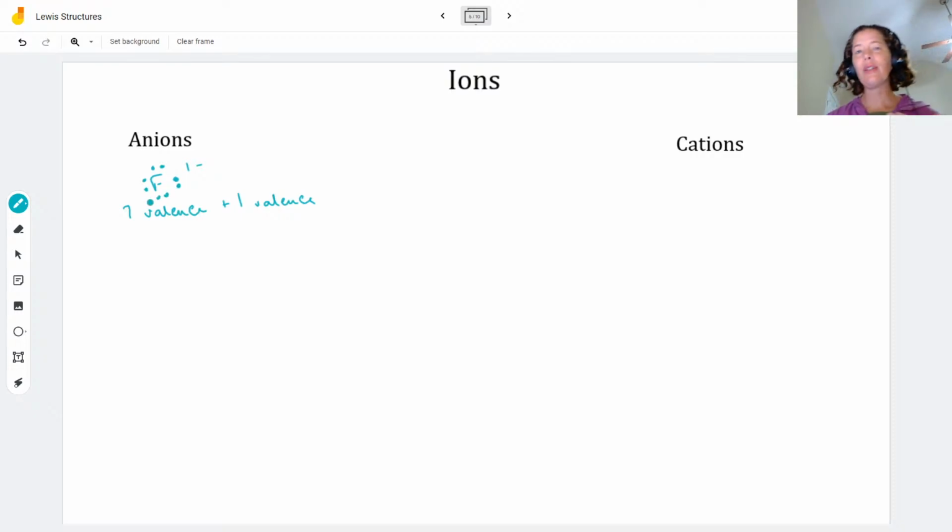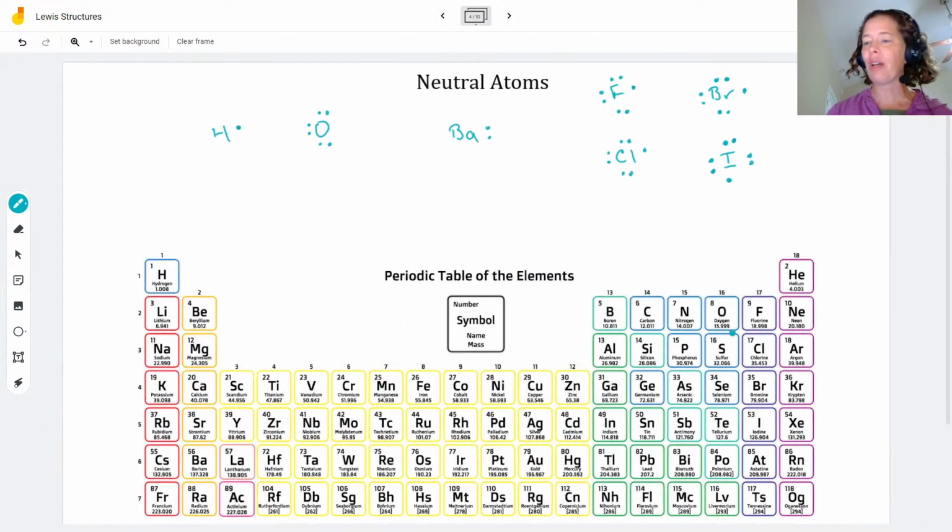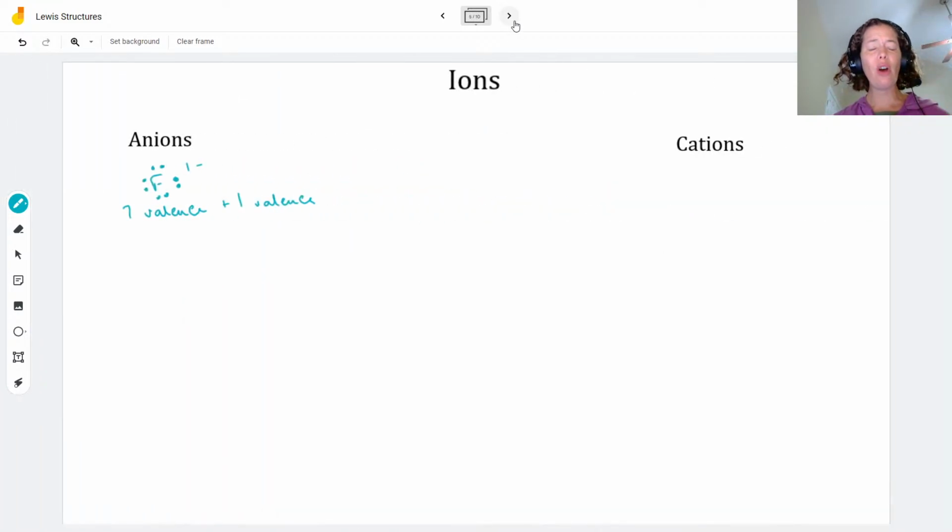And of course, this hopefully makes sense. This is why fluorine gains one electron, because then it has the same electron configuration as neon right here, which is a noble gas, which has a full outer shell or a full octet. We're going to see a pattern here. Okay, so that's fluorine. Let's do oxygen next.